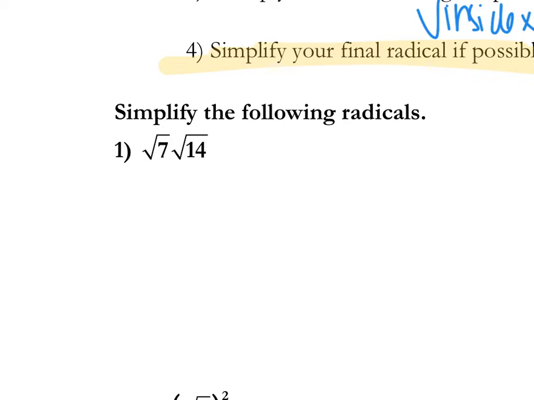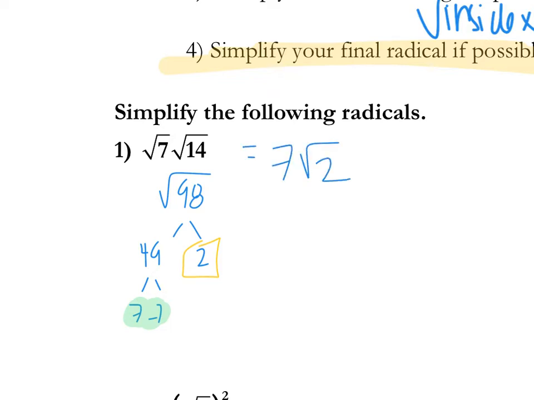Multiply the outsides together, but the outsides are only 1, so this is just going to be root 98. And then at the end, we have to see if we can simplify this, which we can. This is 49 and 2, 7 and 7. I can take a group of 7's out, and I can box my leftovers. So this equals 7 root 2.